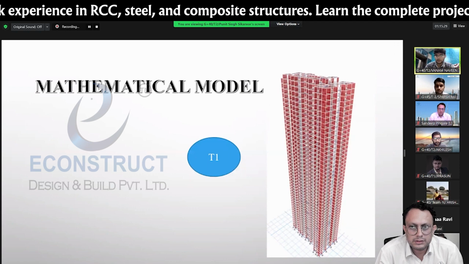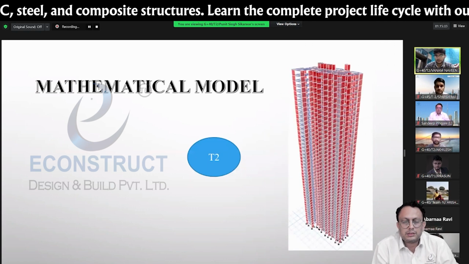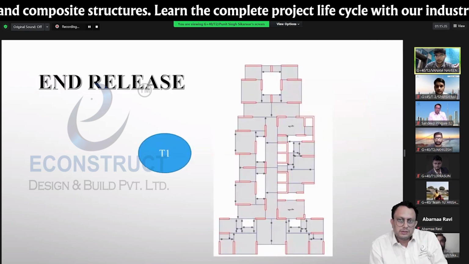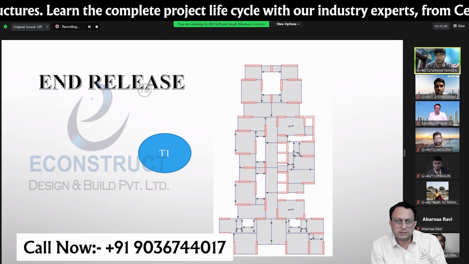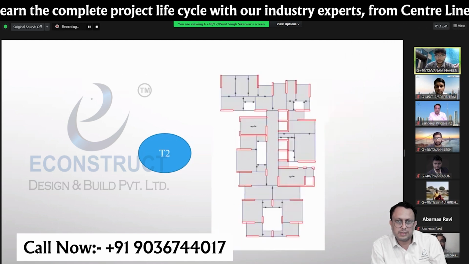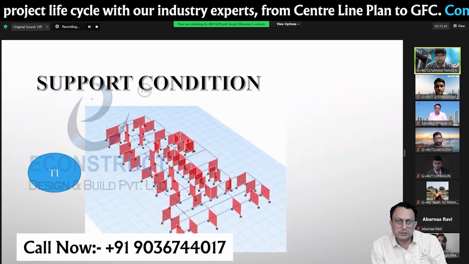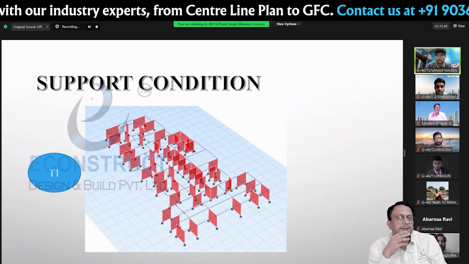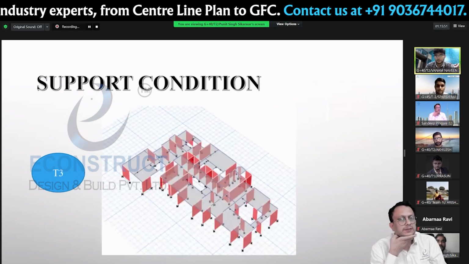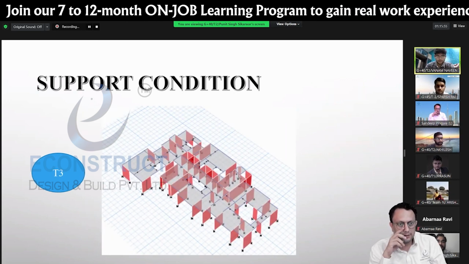This is the mathematical model of tower 1 and this is tower 2. Next. These are the end releases for tower 1 and this is for tower 2. Next. These are the support conditions, fixed supports considered for tower 1. These are the conditions for tower 3.